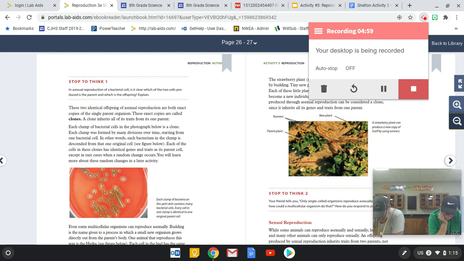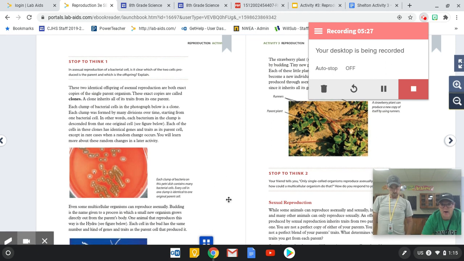Even some multicellular organisms can reproduce asexually. Budding is the name given to a process in which a small new organism grows directly out from the parent's body. One animal that reproduces this way is the hydra. See the figure below, the blue picture. Each cell in the bud has the same number and kind of genes and traits as the parent cell that produced it. Let's take a minute and look at these photographs.